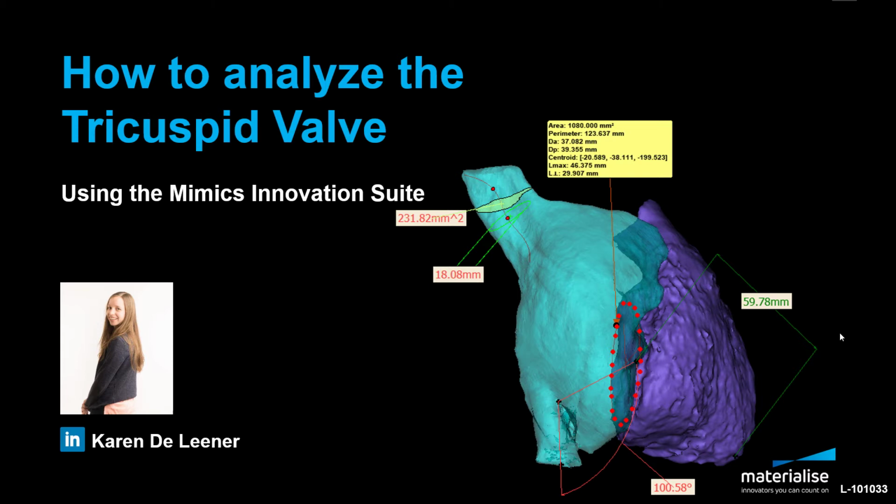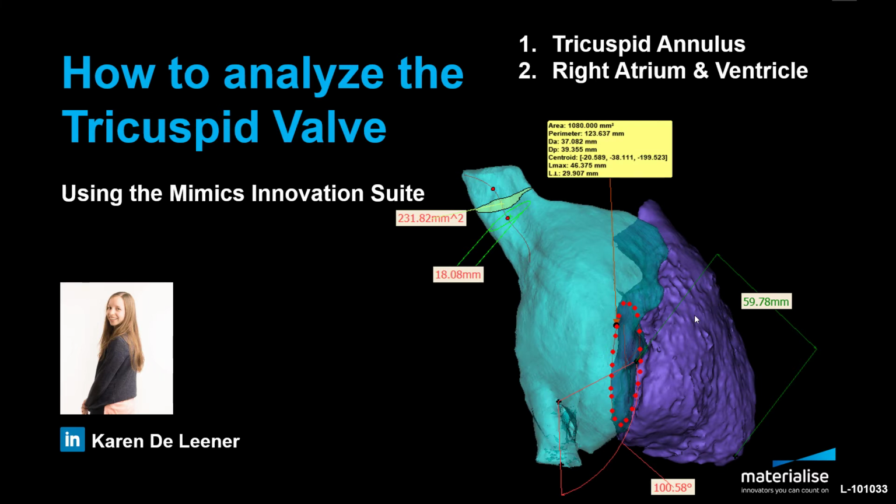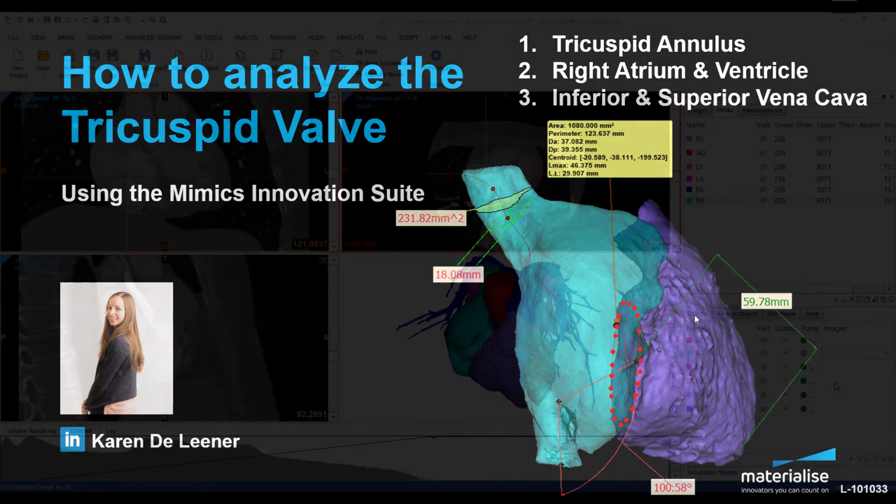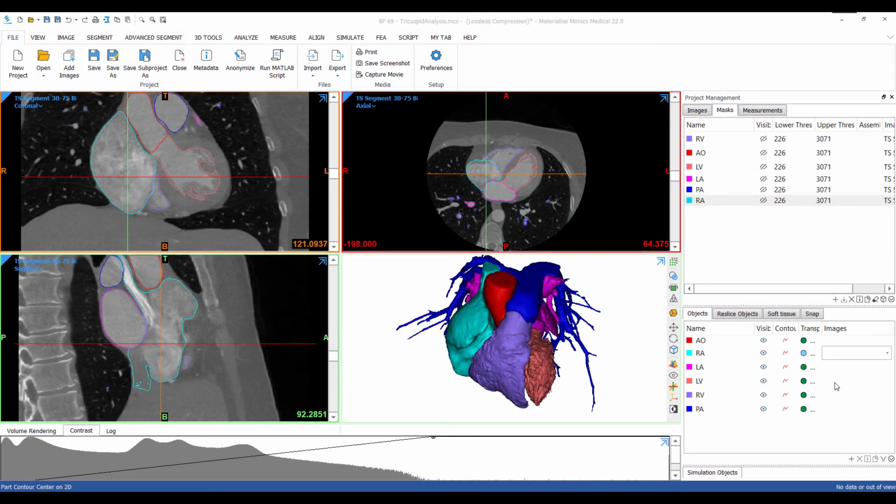The Mimics Innovation Suite can be used in different phases of this development process, from R&D to get an understanding of the complex anatomy of the target population, to first screening and planning, and finally to scale up through scripting for larger clinical trials and the commercial launch. Since the tricuspid valve is a complex structure and given the variety of devices being developed, I will explain multiple key measurements. First of all, we'll analyze the tricuspid annulus, then the right atrium and ventricle, and finally the inferior and superior vena cava. Let's switch to the Mimics Innovation Suite.